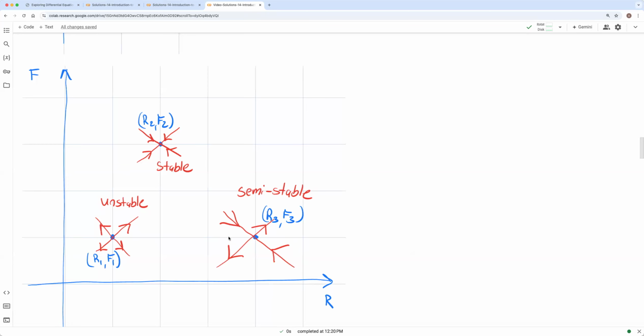So we'll explore these ideas in a lot more detail, and in particular, how we can identify whether an equilibrium is going to be stable, unstable, or semi-stable. For now, we've just focused on how we can identify equilibrium.